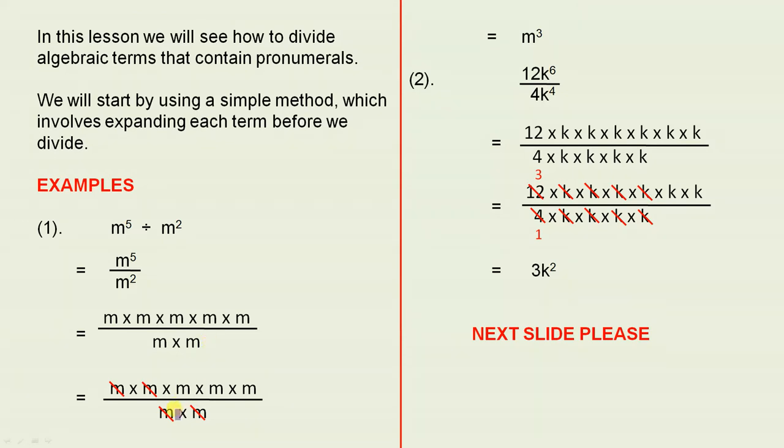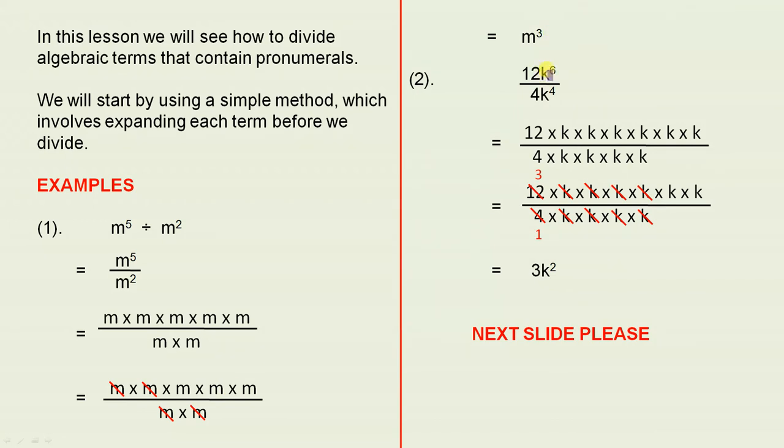What we're allowed to do is cancel the two m's from the denominator. So there are two m's from the denominator, so we cancel those out. And we can cancel two m's from the numerator. So we have to cancel the same number of m's from the numerator and the denominator. And look what we are left with. M times m times m, and that's m to the power of 3.